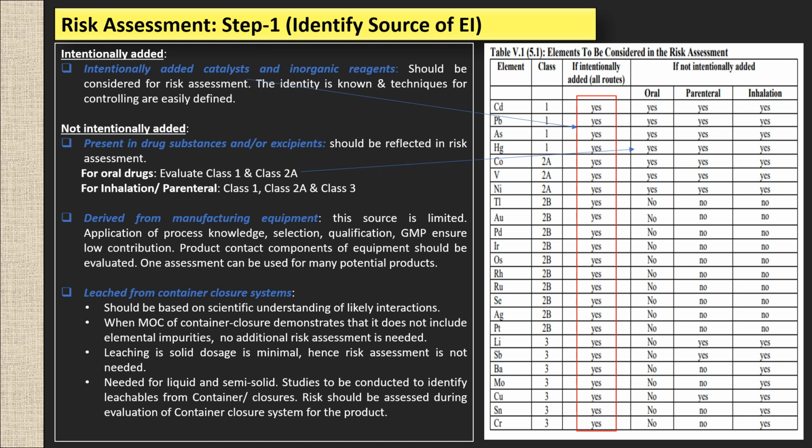When they are not intentionally added, for oral drug products, we can evaluate the class 1 and class 2A elemental impurities. And for inhalation and parenteral products, we need to evaluate the class 1, class 2A and class 3 elemental impurities in the risk assessment.